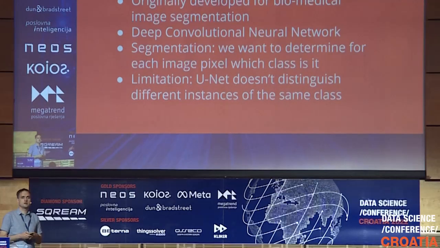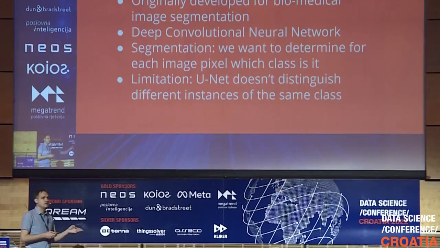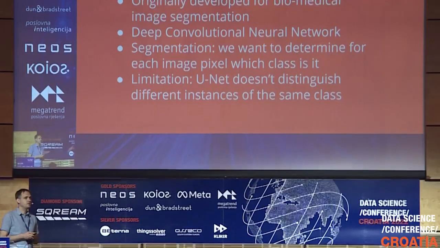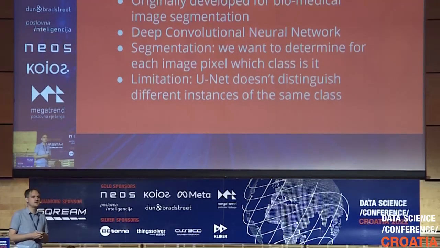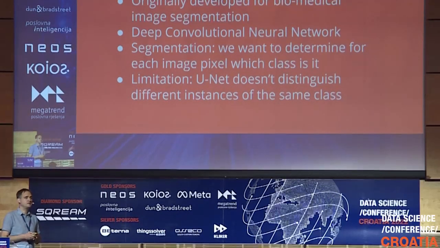It's just the image, and you have pixels on the image. You want to say what it is. For example, you want to say yes or no: this pixel represents a brain tumor, for example. And the main limitation here, if you just use UNet, you won't distinguish different instances. So for example, if you have chairs on your image, the UNet will just say for each pixel whether it is a chair or not, and you would have to use something beyond UNet to actually separate the separate instances of chairs.